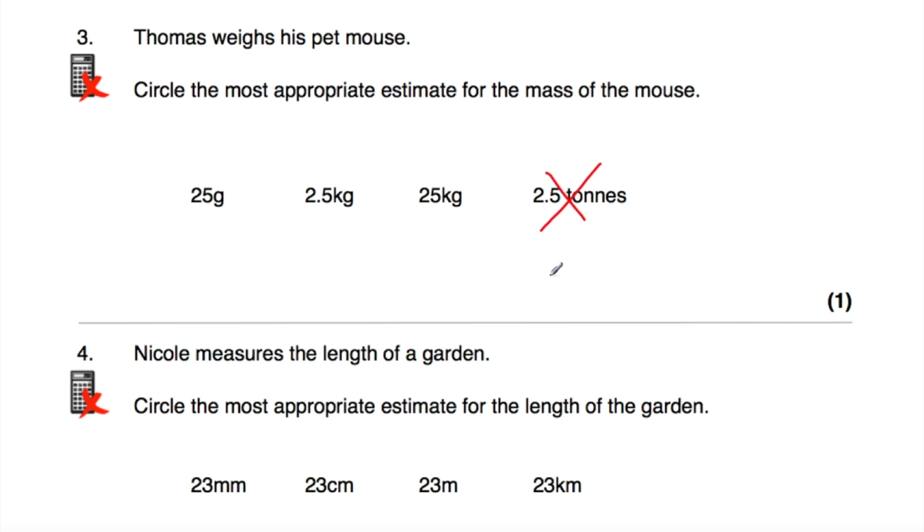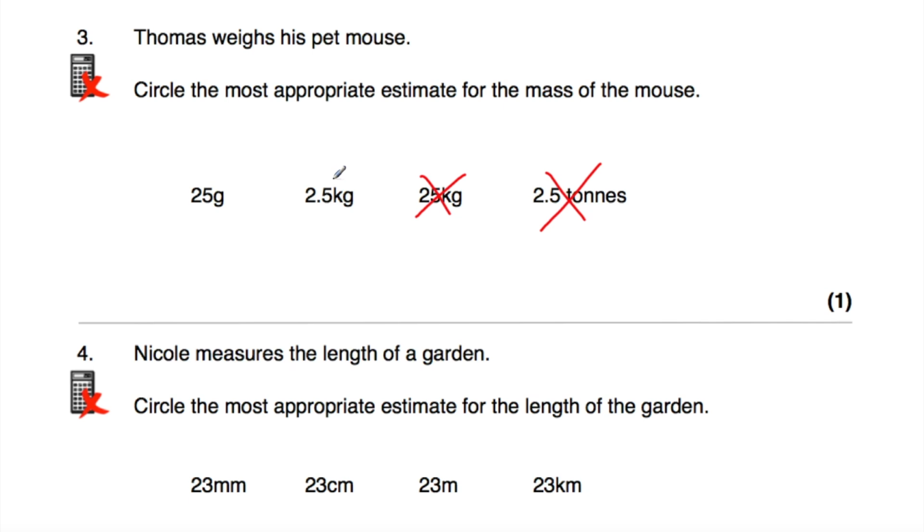I'm crossing it out straight away. 2.5 tons. That's not going to be how heavy the mouse is. Okay, so we've got 3 options left. 25 kilograms. Now in my house I've got a 25 kilogram dumbbell, so that's really heavy, and I don't think a mouse is going to be that heavy, so no. Okay, the next one, 2.5 kilograms.